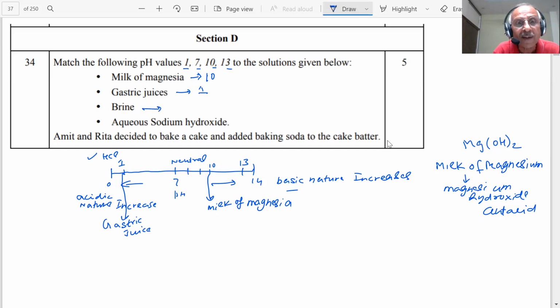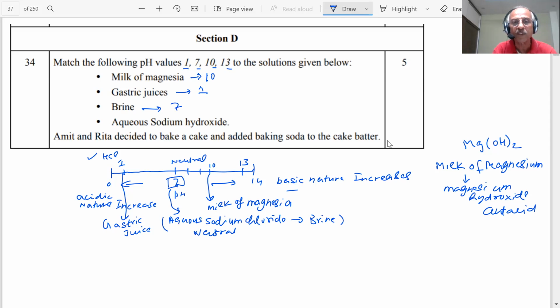The brine, what is a brine solution, student? Brine solution is nothing but aqueous NaCl solution. Aqueous sodium chloride is called brine solution. Please see the NCERT book. It is used for the manufacture of caustic soda, sodium hydroxide. This is almost neutral, student. Neutral means it will have a pH of 7. So the brine solution has a pH of 7. Brine, which is an aqueous sodium chloride solution, is neutral.